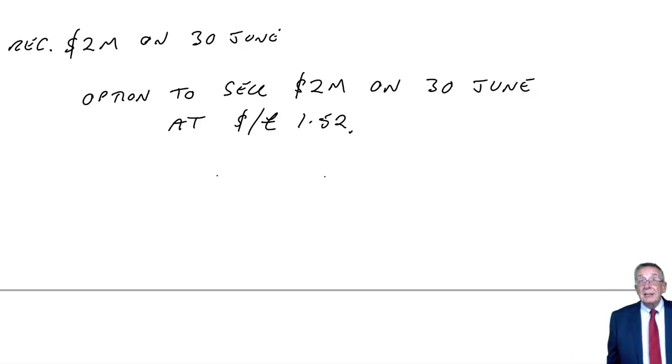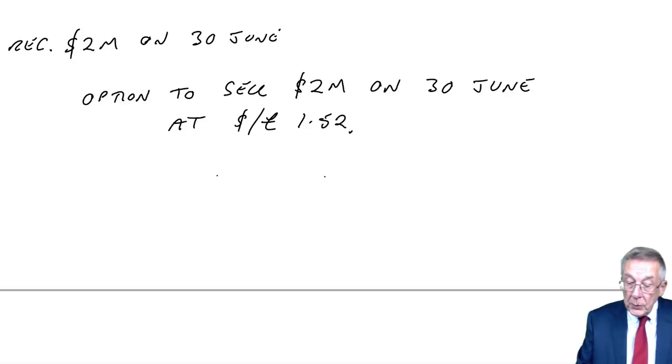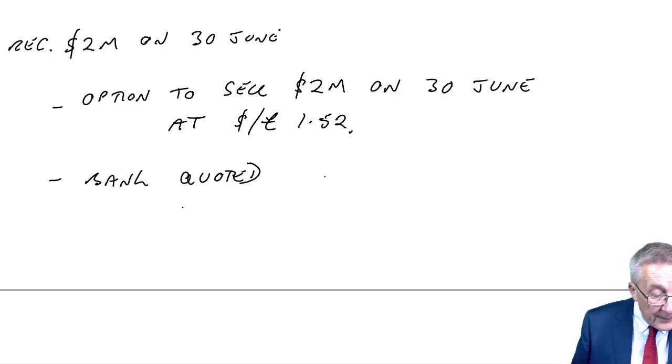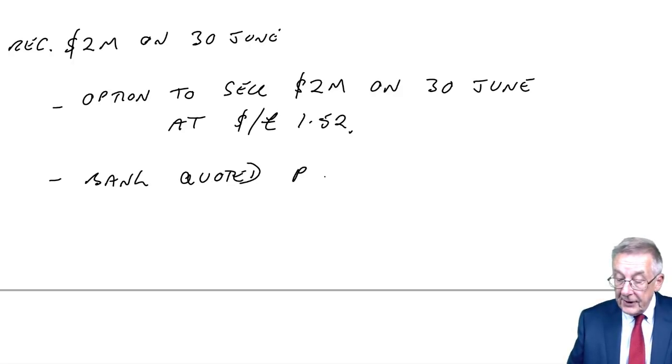And so I tell them what I want. They'll need to know the amount, they'll need to know the date I want to convert, and they'll need to know what rate I want to convert at. And they then quote a premium. And the bank has quoted how much? A premium of 50,000.